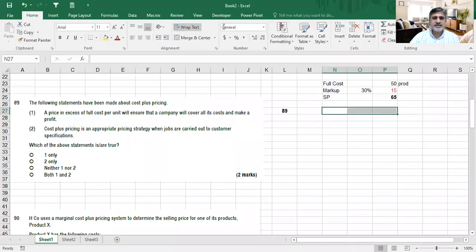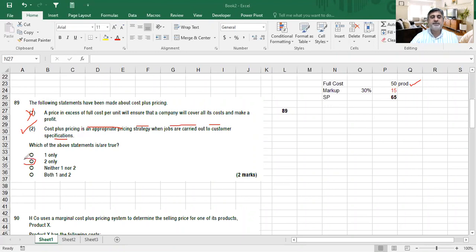So therefore, we say that because cost plus pricing does not include non-production also, it only makes sure that production cost will be recovered. Non-production, there is no guarantee. Therefore, this one is wrong. Second, it says cost plus pricing is an appropriate pricing strategy when jobs are carried out to the customer specifications. Yeah, this is true. So two only.